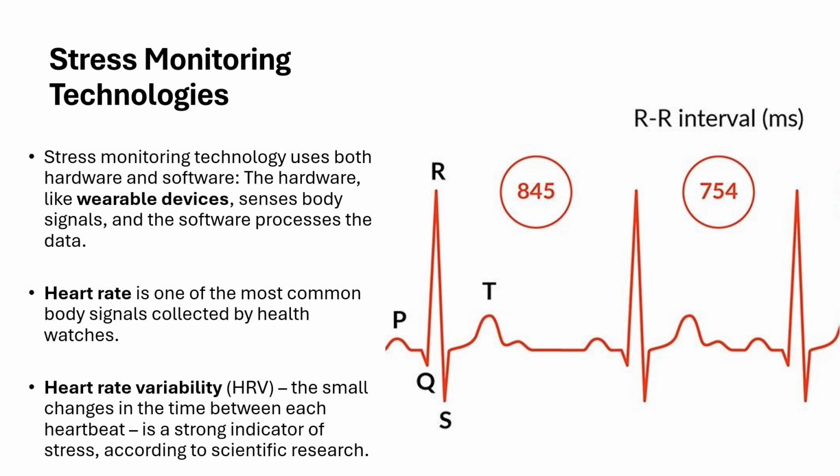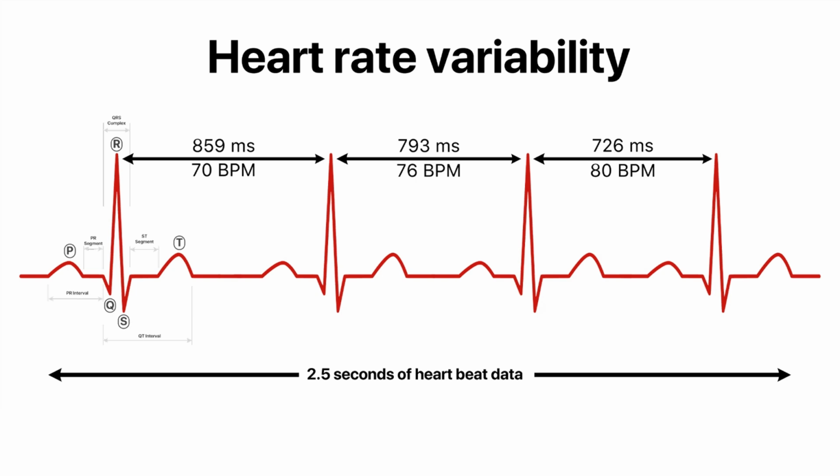And heart rate is one of the most common body signals collected by smartwatches to detect stress. The key thing here is heart rate variability. This is what your smartwatch is detecting, and this is how we calculate stress. Heart rate variability means the small changes in time between each heartbeat, and this is a strong indicator of stress. So here's an example of heart rate variability.